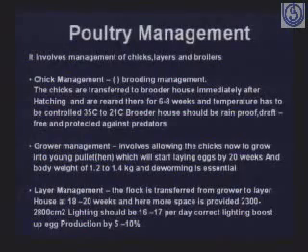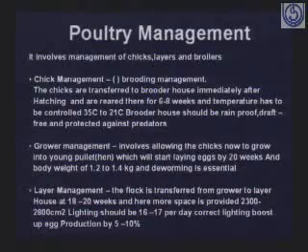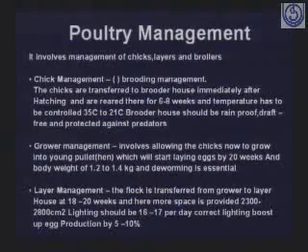Poultry management is a very interesting technique. It involves management of chicks, layers and broilers. Chick management is also called brooding management. Chicks are transferred to the brooder house as soon as they hatch, and they are reared for 6 to 8 weeks, and the temperature is a controlled temperature, 35 degrees to 21 degrees. And the brooder house should be rainproof, draught-free, and protected against predators.